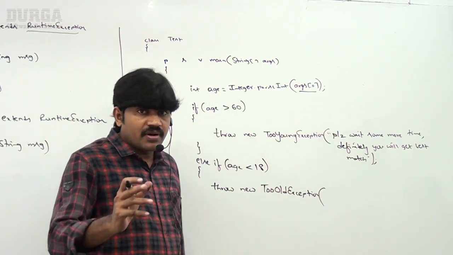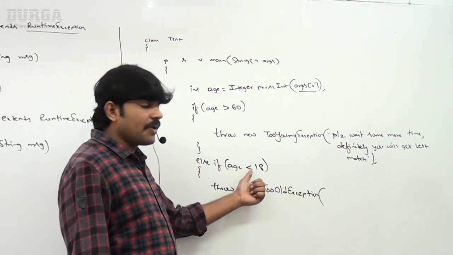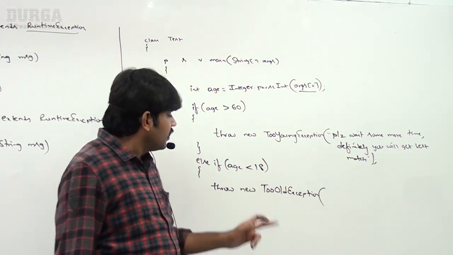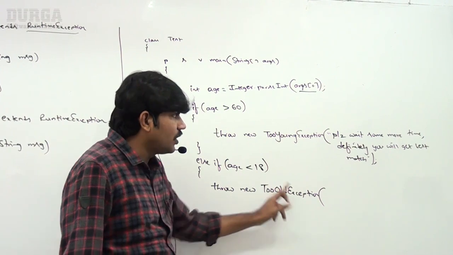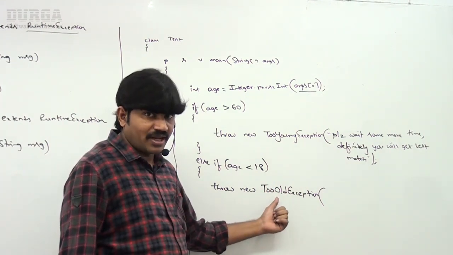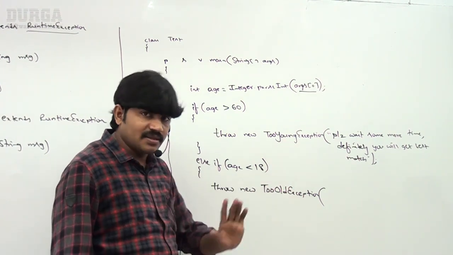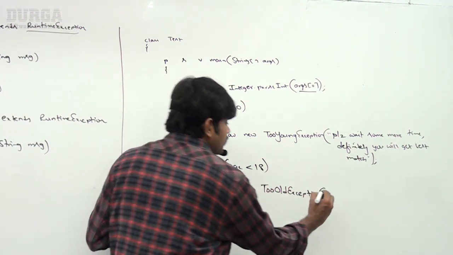In India, less than 18 years marriages are not acceptable by the government. That's why my matrimonial site is not going to support it. Then throw new TooOldException. Just for fun I'm taking this one. Actually here I have to write TooYoungException, but just for fun I interchanged this. Don't worry. Here TooOldException.